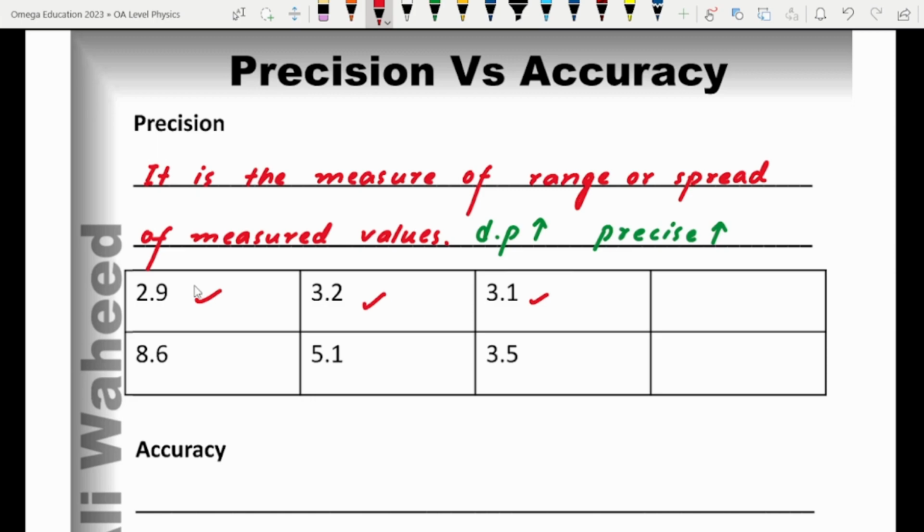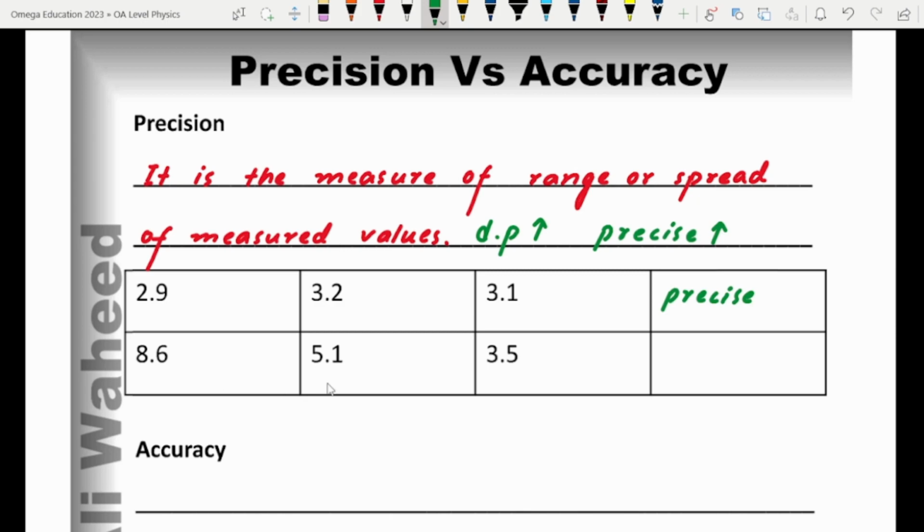So we can say the range is 0.3. That's quite a small range compared to the values that we are measuring. So we can safely say that this data set is precise. These measurements are precise.